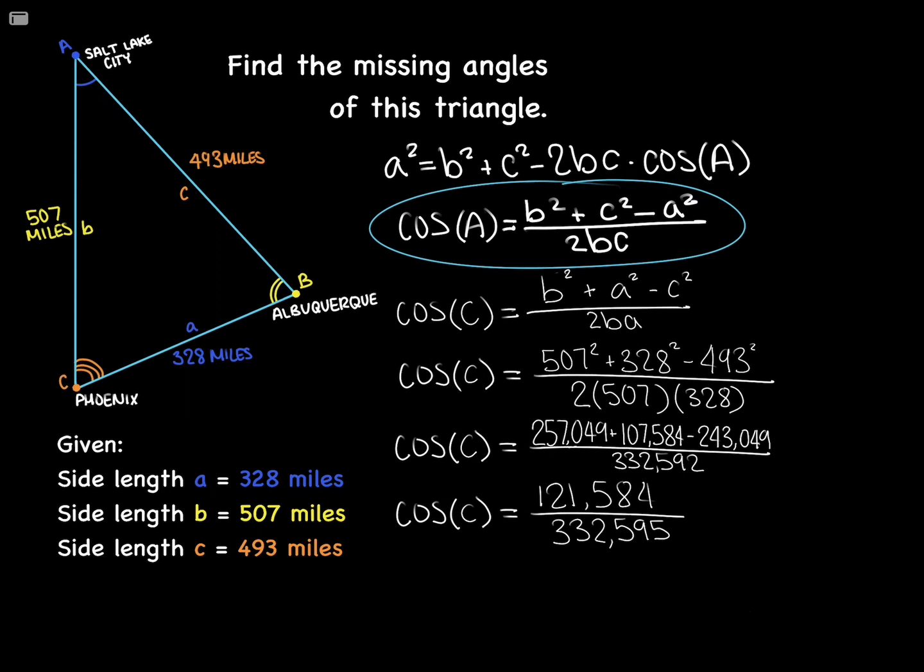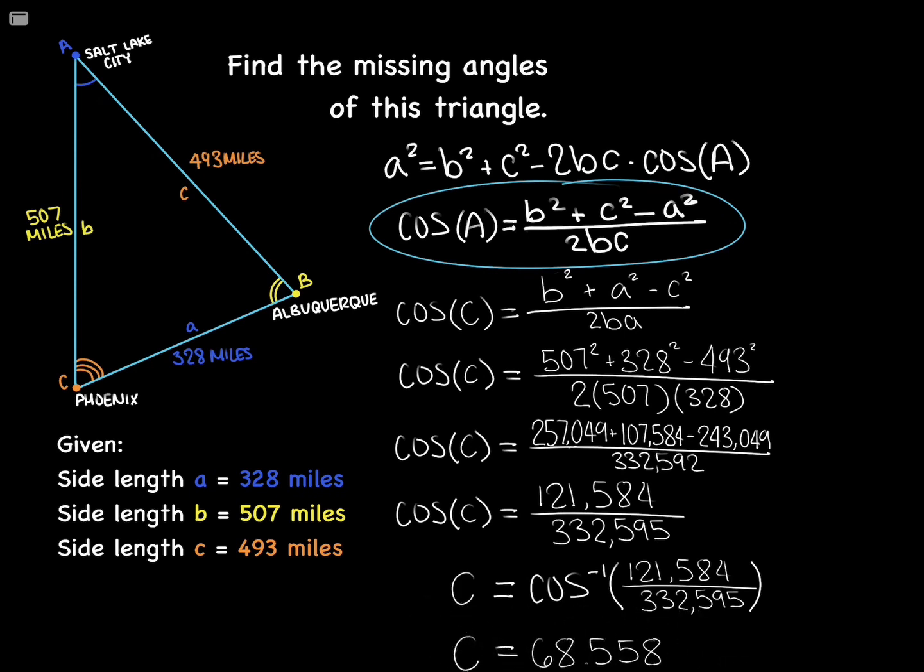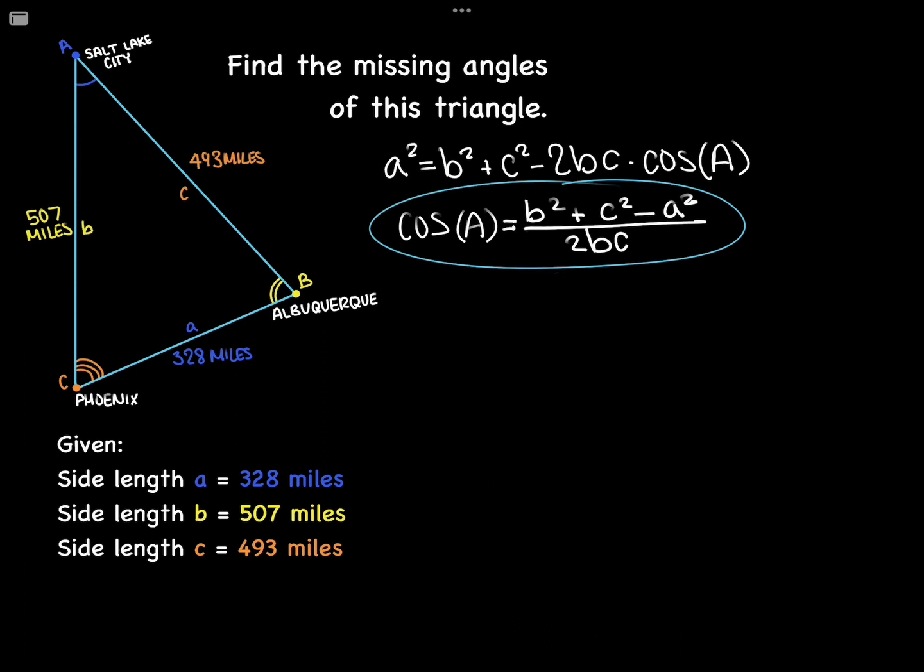121,584 over 332,592. We then plug this into arc cosine, giving us arc cosine of 121,584 over 332,592 equals C. Angle C is equal to 68.558 degrees. Now we are almost done.